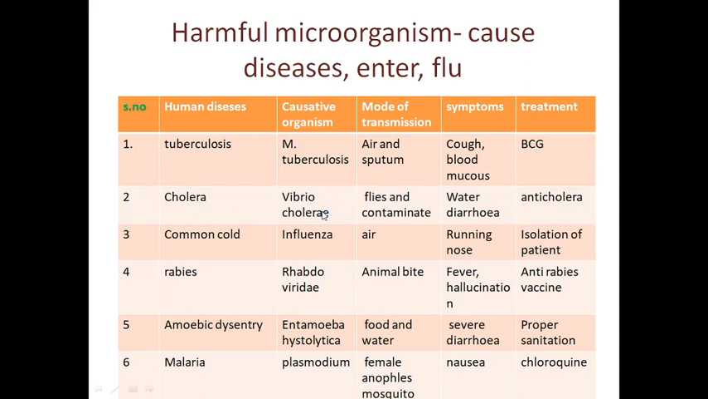Next, cholera: Vibrio cholerae, spread by flies and contaminated water, symptom diarrhea, treated with anti-cholera medicine. Common cold: influenza, spread by air, running nose, isolation of patients. Rabies: Rhabdoviridae, animal bite, fever, hallucination, anti-rabies vaccine. Amoebic dysentery: what is the causative organism? Entamoeba histolytica. It spreads through food and water. Symptoms: severe diarrhea or dysentery, prevented by proper sanitation and proper hygiene. And malaria: Plasmodium, female Anopheles mosquito, nausea, and chloroquine is the medicine given for the disease.